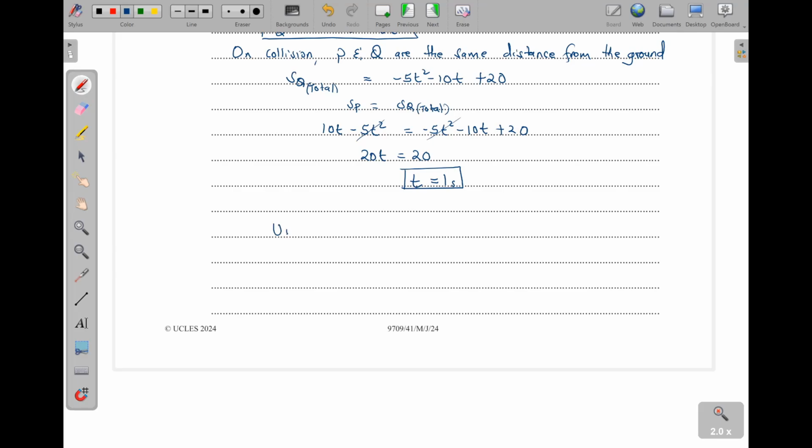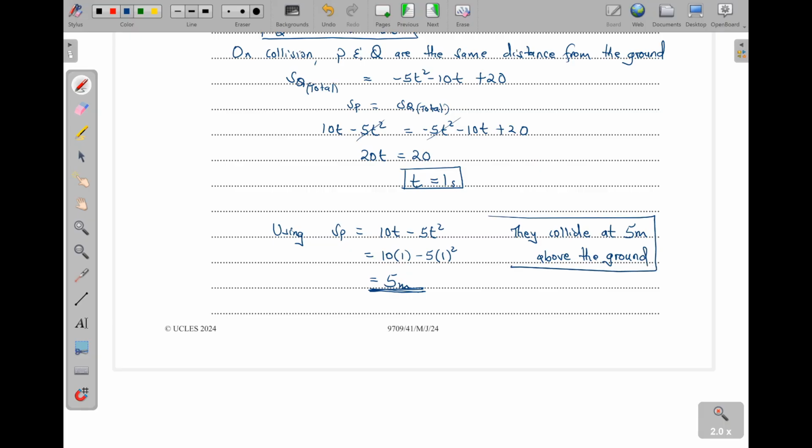Now, using SP, which is equal to 10t minus 5t squared, we can just substitute here. 10 times 1 minus 5 times 1 squared. This one will give us 5 meters. So this will be our answer. So that means these two collide again at 5 meters above the ground. 5 meters above the ground. So this has been it for this part of the paper.